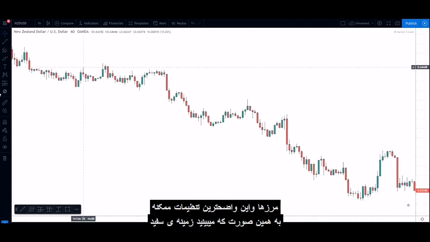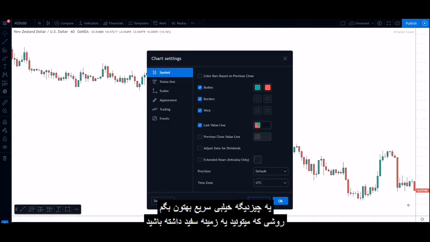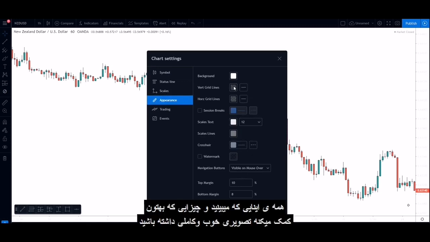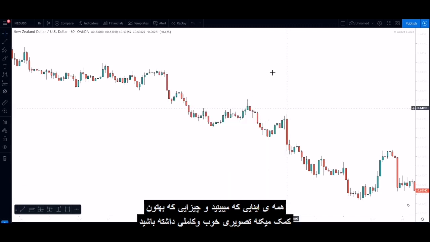White background. I guess I could show you one more thing really quick, and that's the fact that we have a white background, and then all of these as well. You see what I'm saying? The vertical grid lines are pretty much not there. So that's how you have your TradingView set up completely.